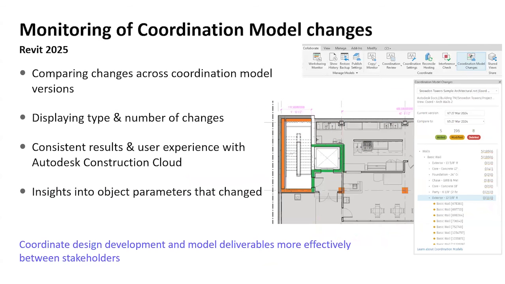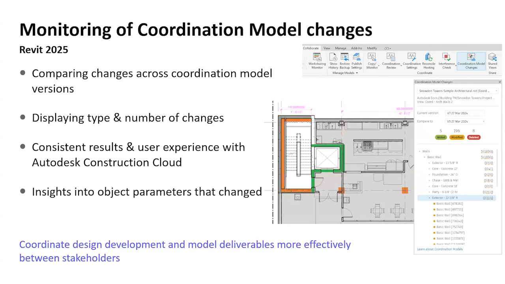As I mentioned, in these tools of interoperability, released in 2024 was the coordination model. So a coordination model is an NWC and NWF, basically a model created in Navisworks. We can put those models in the cloud, coordinate those models within our projects. So instead of linking a heavy Revit link, we can link a more streamlined coordination model.